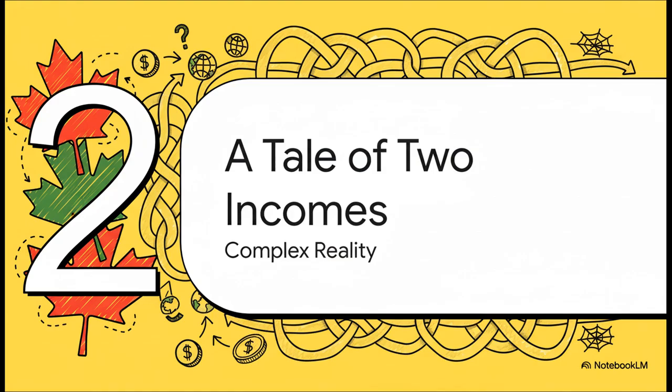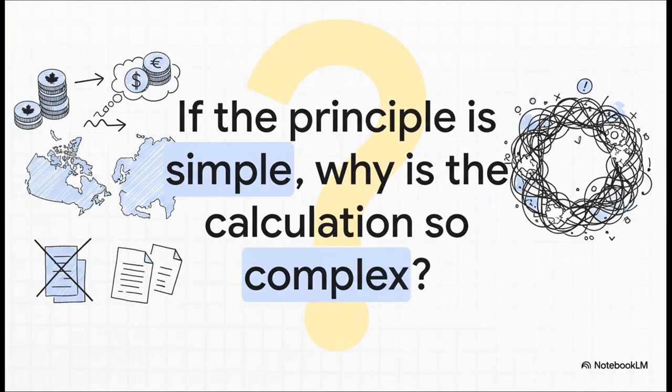But as soon as you step out of the textbook and into the real world, things get complicated very, very quickly. That straightforward goal of avoiding double tax runs into some major hurdles. So why? If the idea is so clean, why are the mechanics of it so incredibly complex? Well, it all boils down to one fundamental disagreement. Different countries have completely different rulebooks for how they measure profit.